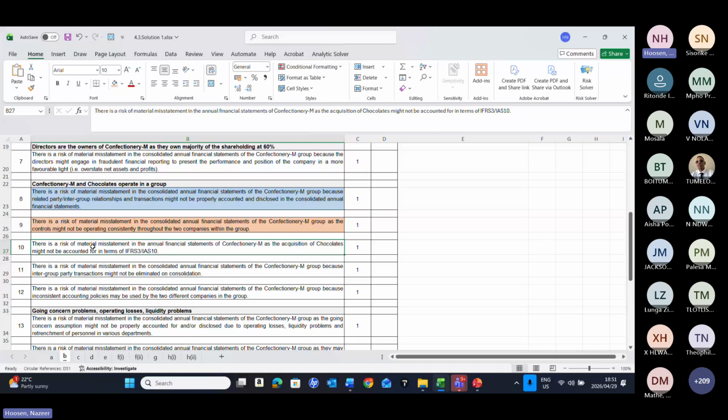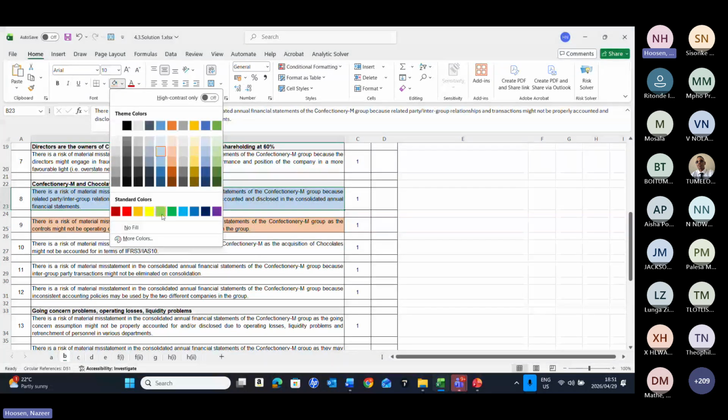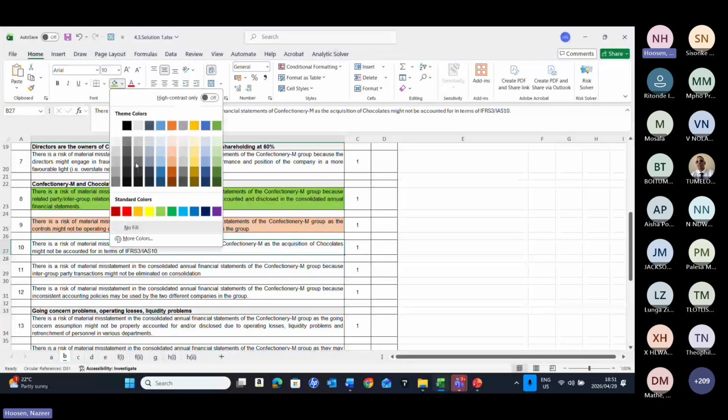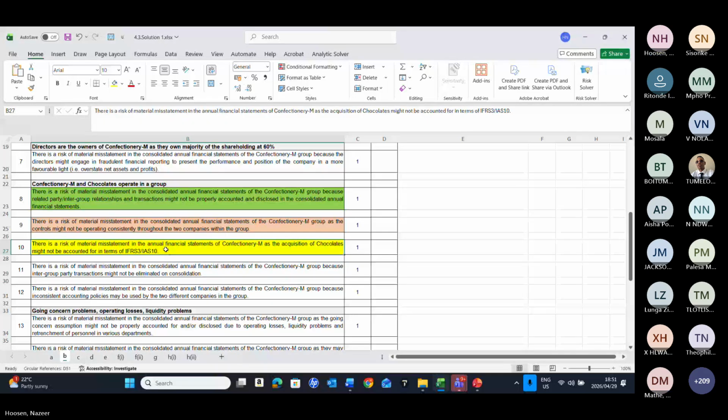Let's categorize the easy marks as green. There is a risk of material misstatement in the annual financial statements of Confectionery M as the acquisition of chocolates may not be accounted for in terms of IFRS 3. That's an easy mark and we're supposed to get that one. Did anyone want to say that and did not get the opportunity? Yes, okay, fine. I'm going to put this as green as well. We got an easy mark here.